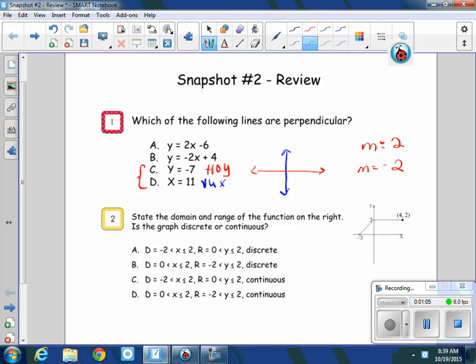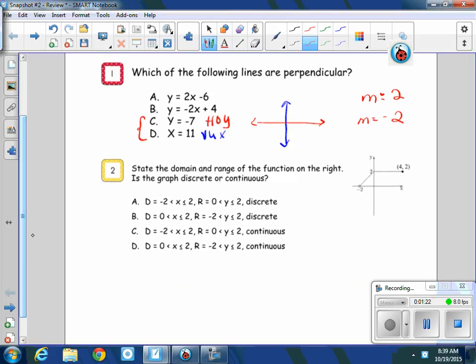The slope over here would be 0. That's definitely not reciprocal or opposite to 2 or -2. And the slope over here would be undefined, so that's most definitely not reciprocal or opposite, okay? So, no. All right? Let's go to the next one.